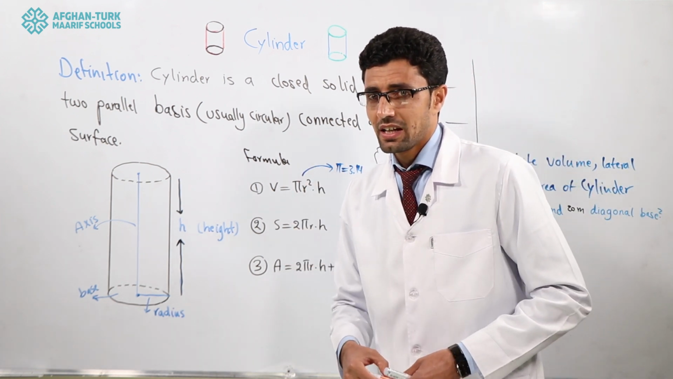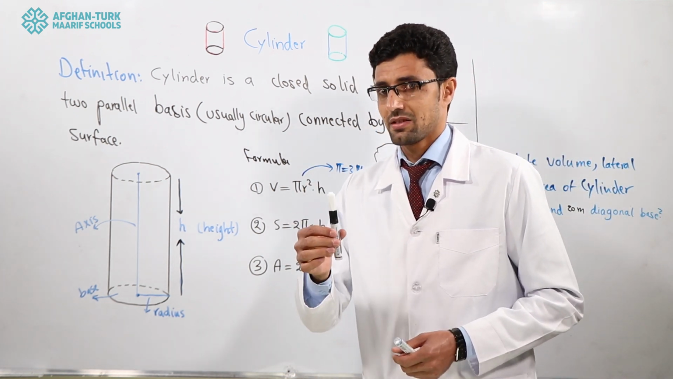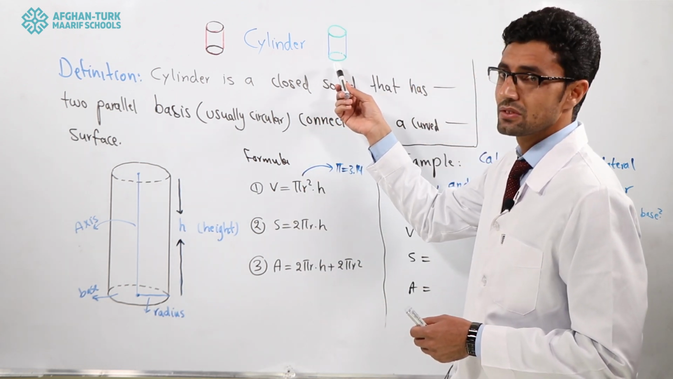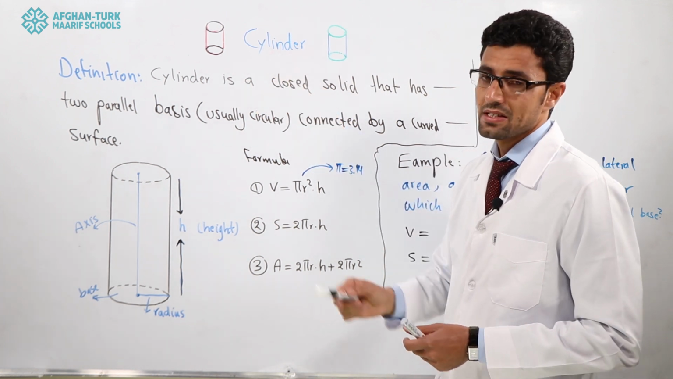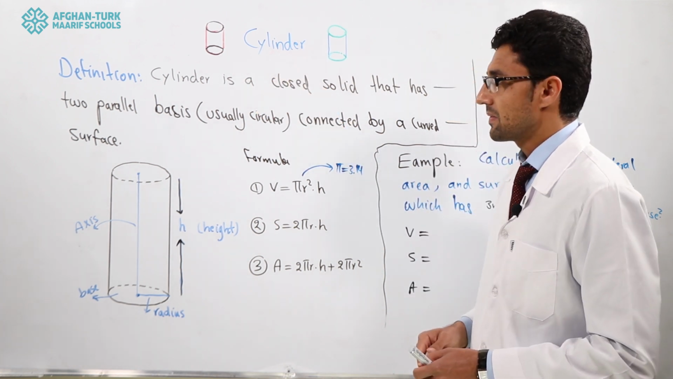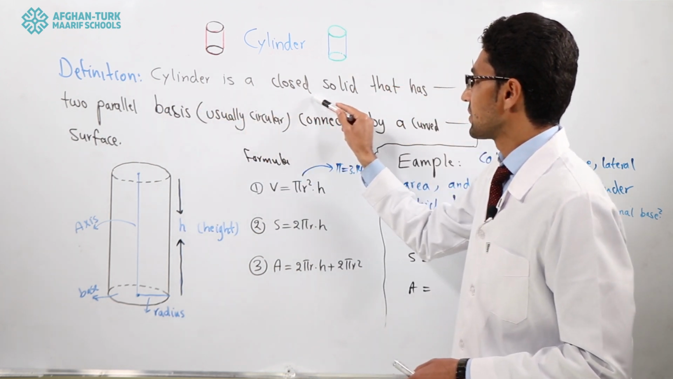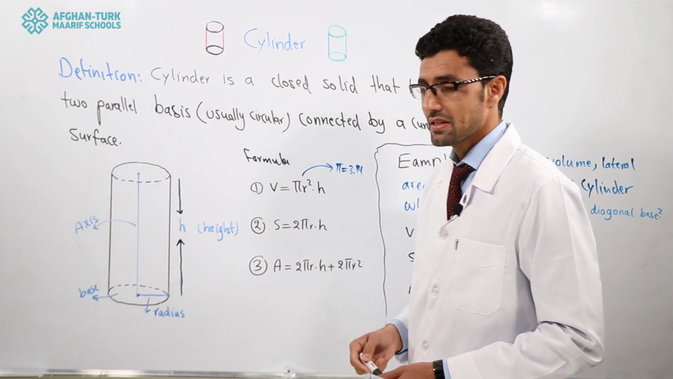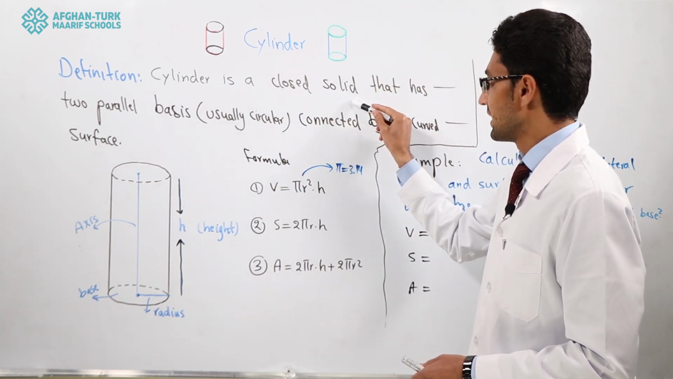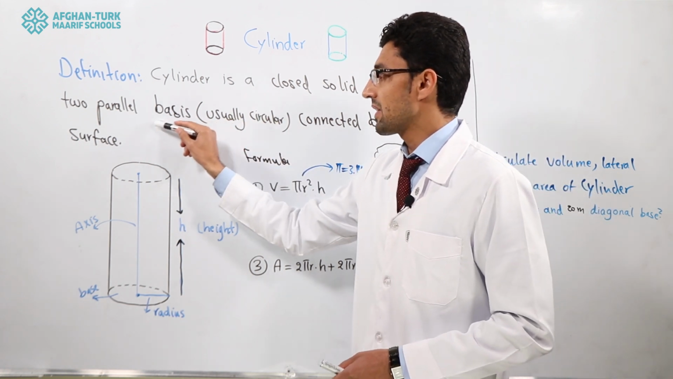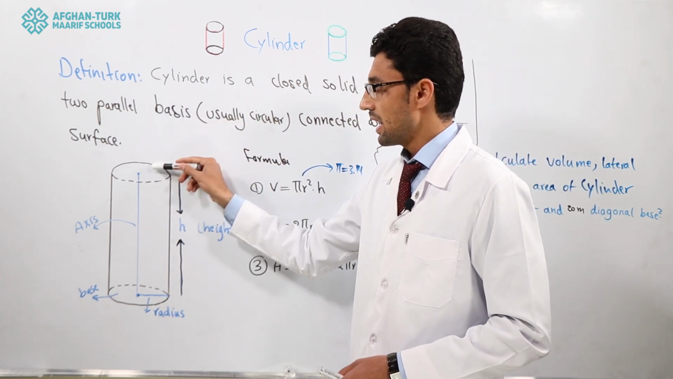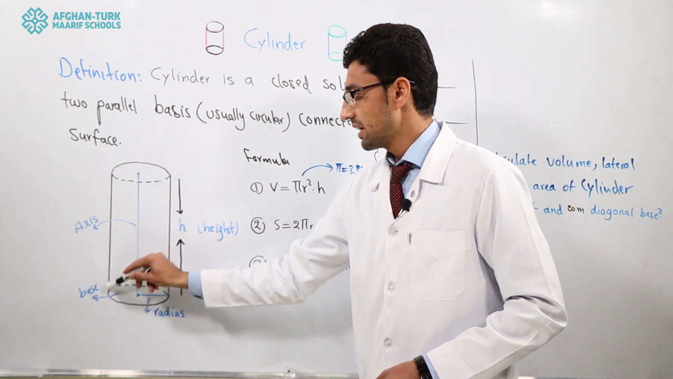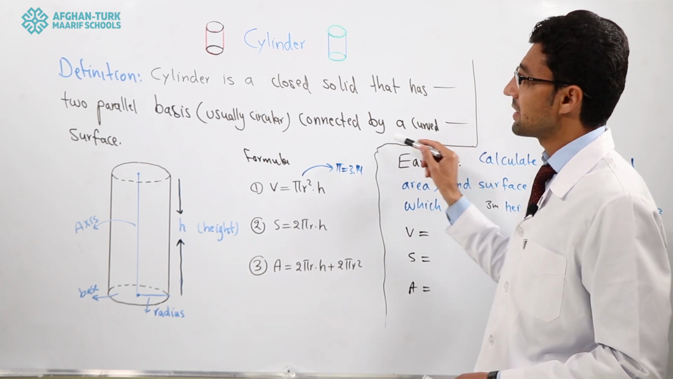Sometimes you drink tea, and you drink tea from a glass. That glass looks like this. We call it a cylinder. Let's have a definition for that. A cylinder is a closed solid that has two parallel bases, usually circular, connected by a curved surface.